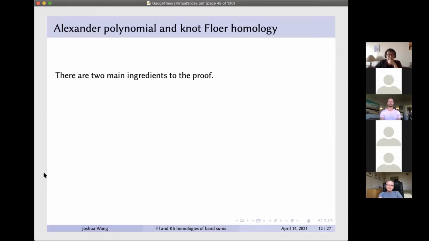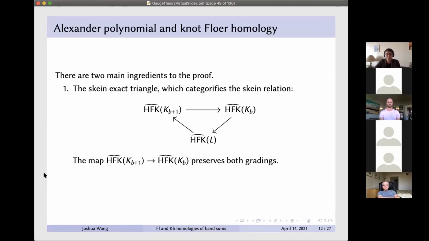Okay, so there are two main ingredients. The first, naturally enough, is the Skein exact triangle, categorifying the Skein relation. And the relevant triangle in our situation takes the following form. These arrows are linear maps, and it's exact at each term. I'll note that the horizontal map, this top map, which goes from the invariant of K_{B+1} to that of K_B, preserves both of the gradings.